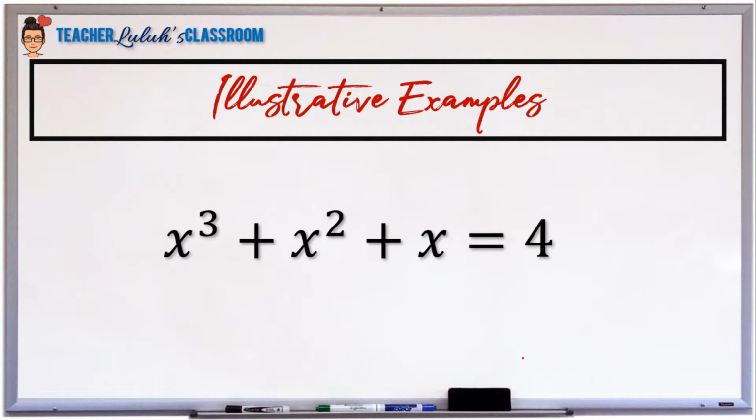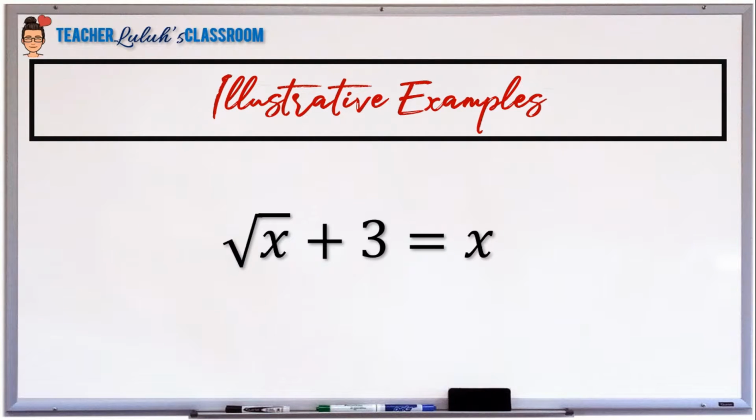Let's have x cubed plus x squared plus x equals 4. Is this a quadratic equation or not? You are correct. This is not a quadratic equation. Why? Yes, because of this exponent. We have the degree of 3, higher than 2, making it not a quadratic equation.